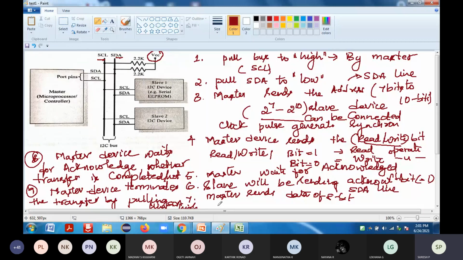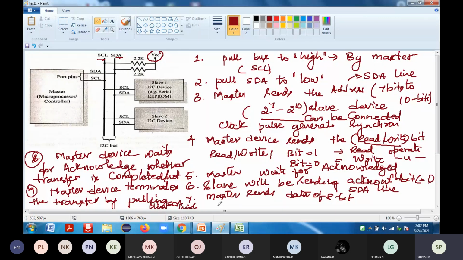So whatever data I have to send, from slave to master or from master to slave, that particular process is completed. Then I have to terminate this particular connection. So this is how your I2C will work. This is important from the examination point of view, because most of the time in your final exam, embedded systems being a separate subject, they are going to ask about that. So this is important.